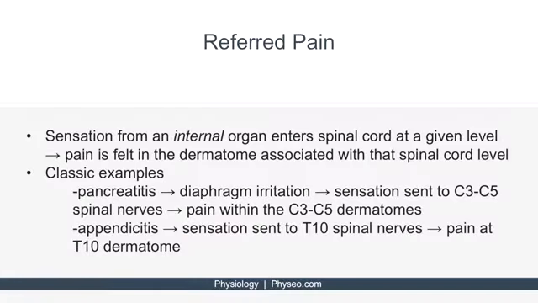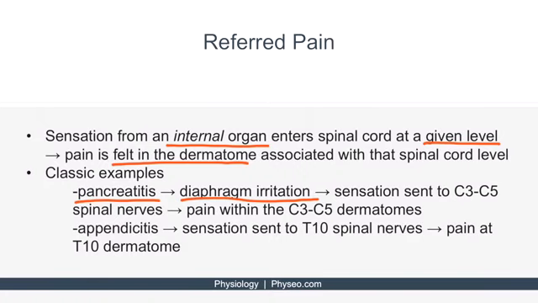So now let's talk about referred pain. Referred pain is sensation from an internal organ that enters the spinal cord at a given spinal cord level. Then the pain is actually felt in the dermatome associated with that spinal cord level. Some classic examples are pancreatitis. So the pancreas causes diaphragm irritation, and the diaphragm is innervated by C3, 4, and 5.